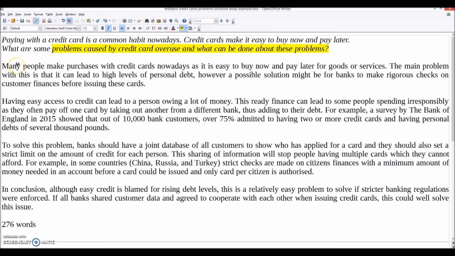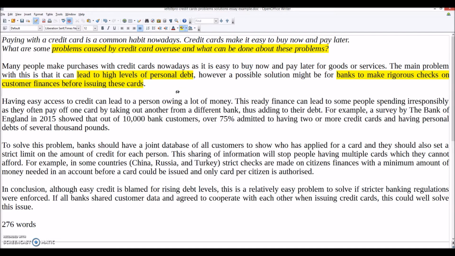So you restate the topic. Many people make purchases with credit cards, easy to buy now and pay later. So we've got the key words in there. The main problem with this is that it can lead to high levels of personal debt. So we've got a clear, direct answer to question 1. It can lead to high levels of personal debt. What can be done? Well, a possible solution might be for banks to check on customer finances before issuing cards.